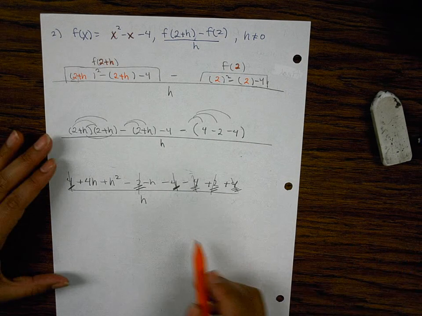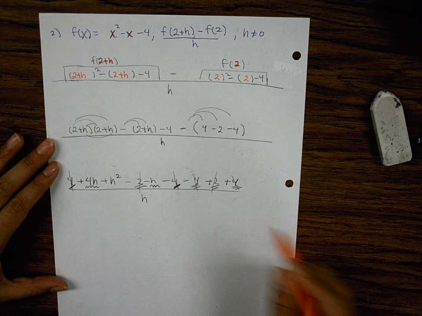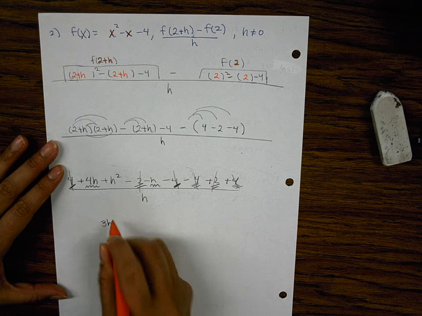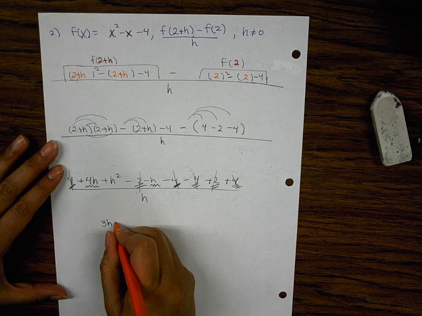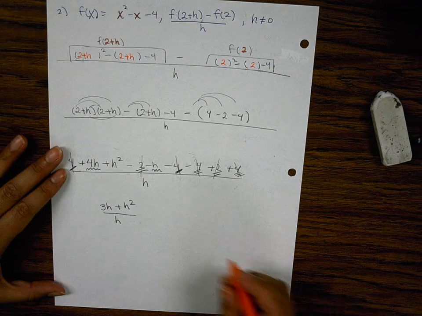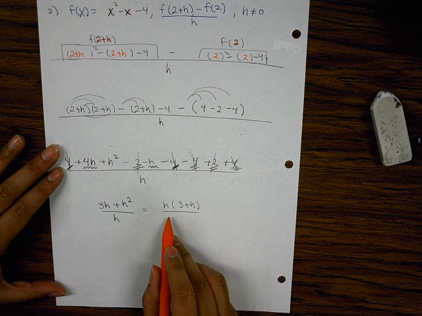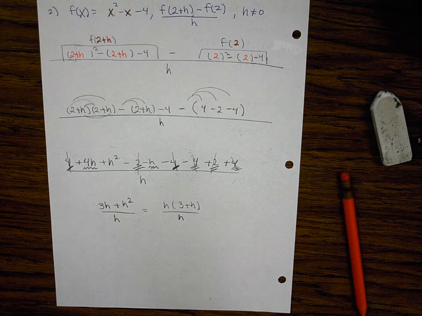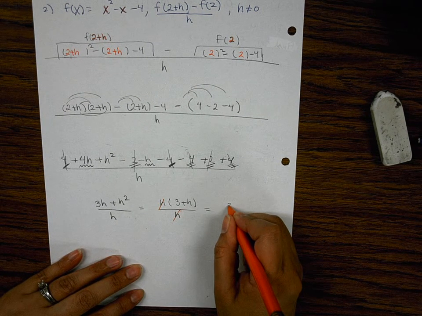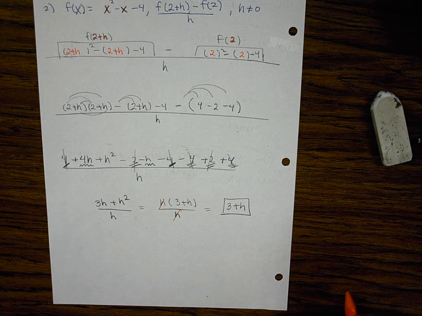All right, so like I said, when you simplify, a lot of things should simplify and eventually you should be able to reduce. Okay, so I have this last like term here, +4h and -h, which is +3h. 4h, take away 1h is 3h, plus h squared all over h. And as you can see, we can factor 3 plus h once you take out the GCF of h over h. And as I said earlier, it should always reduce, leaving you with 3 plus h, or h plus 3.